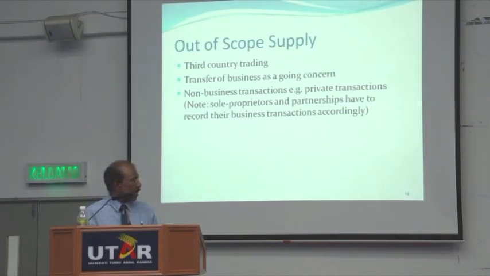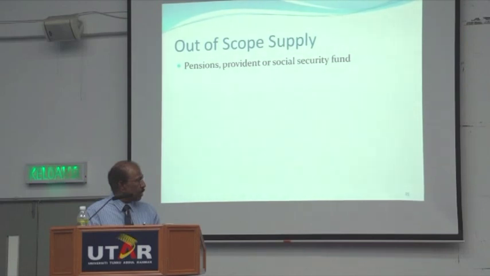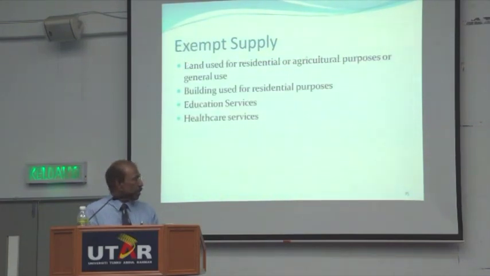And then non-business transactions. Example, private transactions. So sole proprietors and partnerships have to record their business transactions accordingly. So private transactions must be recorded. Private is those things which are relating to personal use. So these are also out of scope. Pensions, provident, or social security fund. Now these are exempt. That means no output tax will be charged.